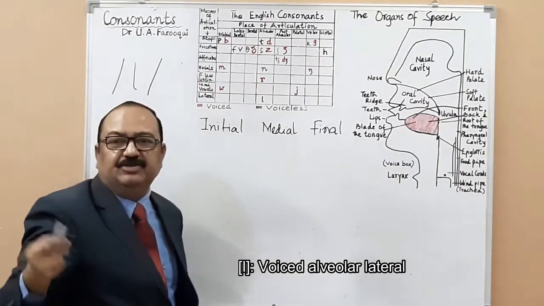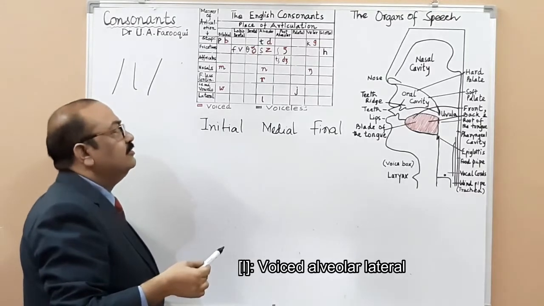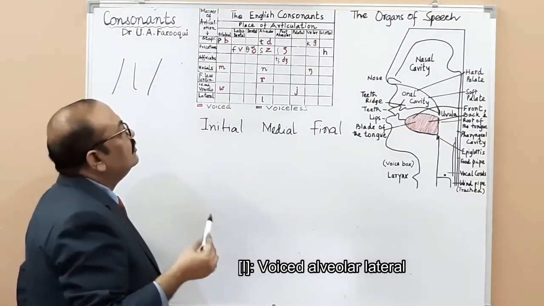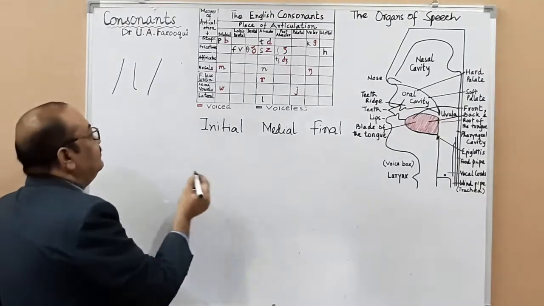Repeat with me. Voiced alveolar lateral consonant. Louder. Voiced alveolar lateral consonant. Good. Okay, let's form words with it.